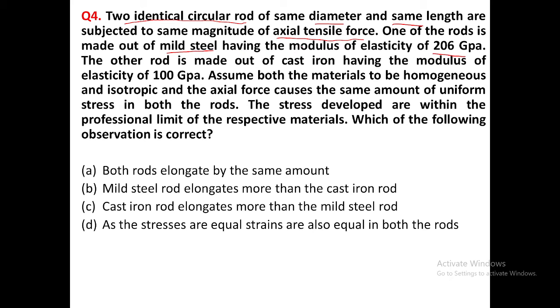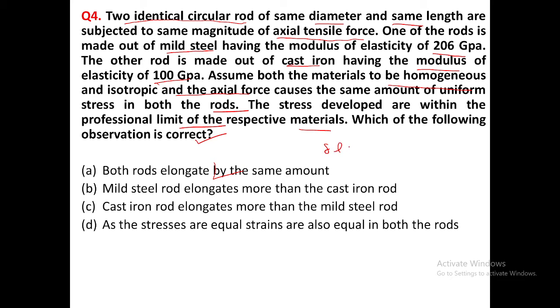The other rod is cast iron, with modulus of elasticity 100 gigapascal. Assume both materials to be homogeneous and isotropic, and the axial force causes the same amount of uniform stress in both rods. The stresses developed are within the proportional limit of the respective materials. Which of the following observations is correct? There are 4 observations.